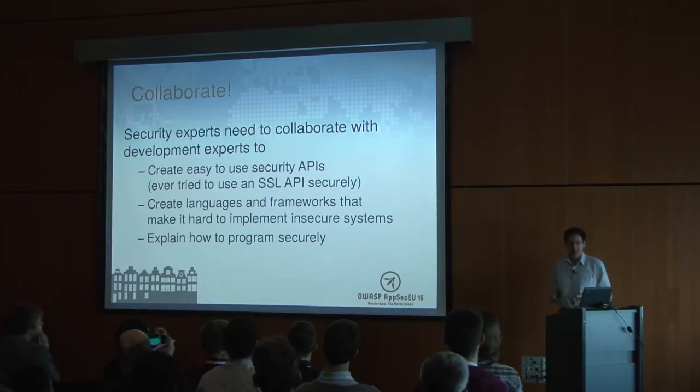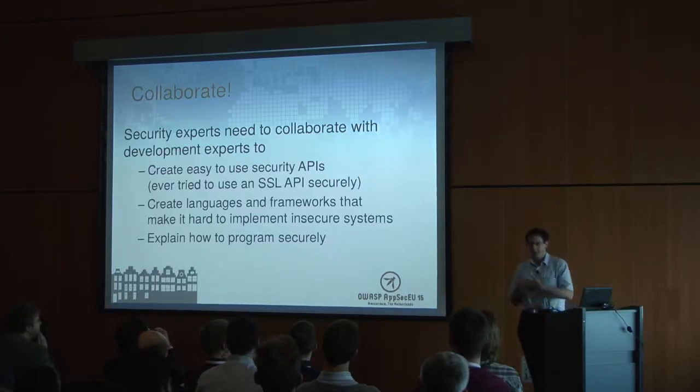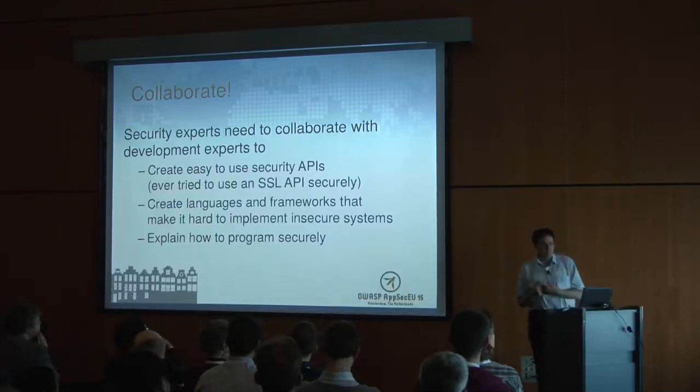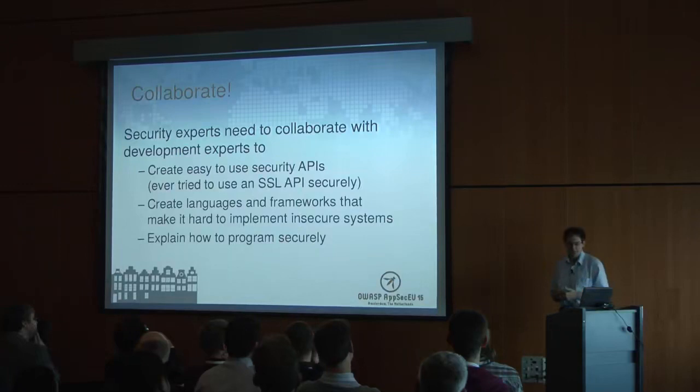And to design APIs that make the secure usage of the API the default, make it hard to implement something insecure. The default needs to be the secure API. And we also need to help the people that design programming languages and frameworks to do the same. It should be hard to implement insecure systems. And we need, of course, to explain how to program securely.